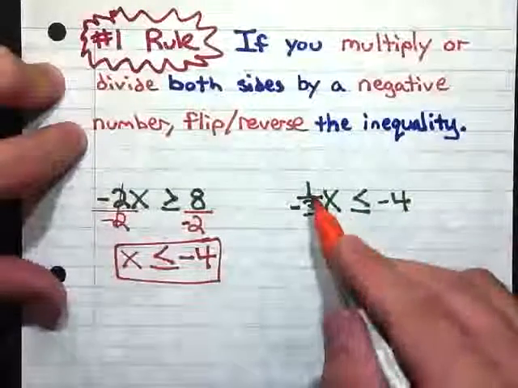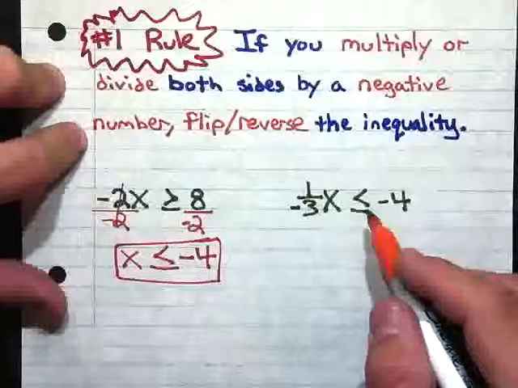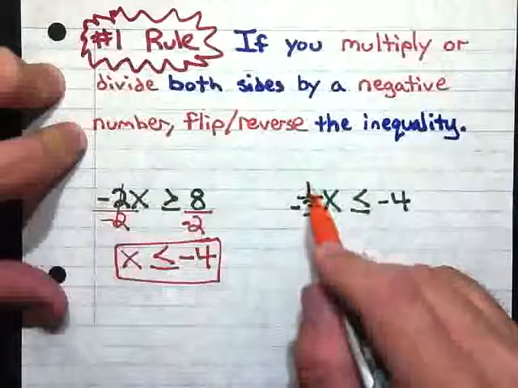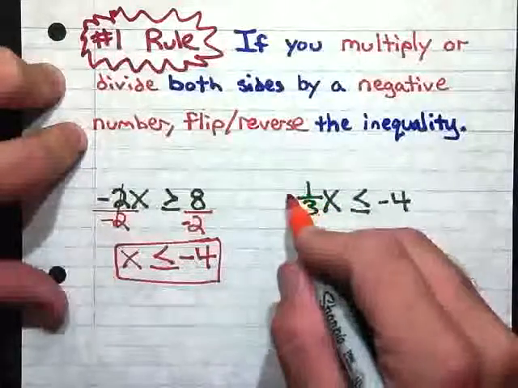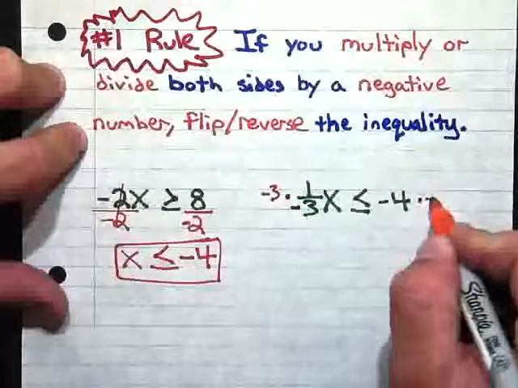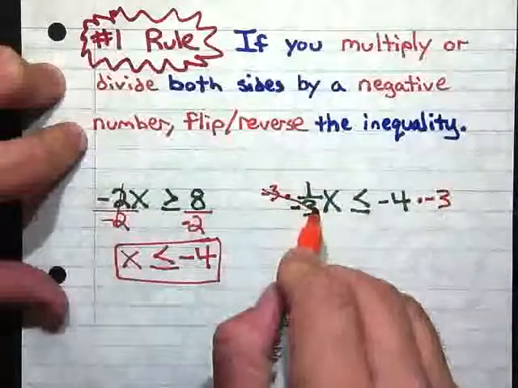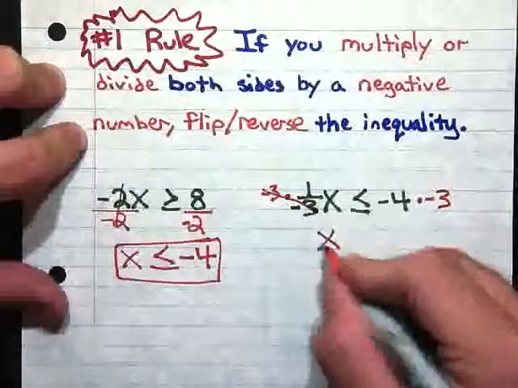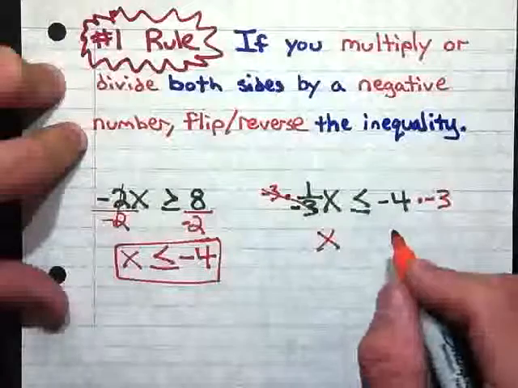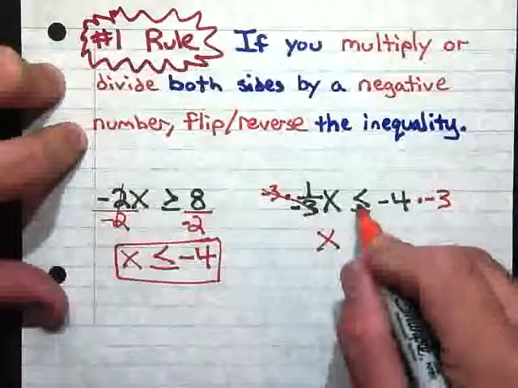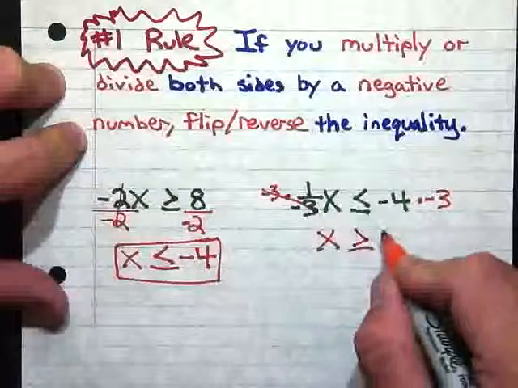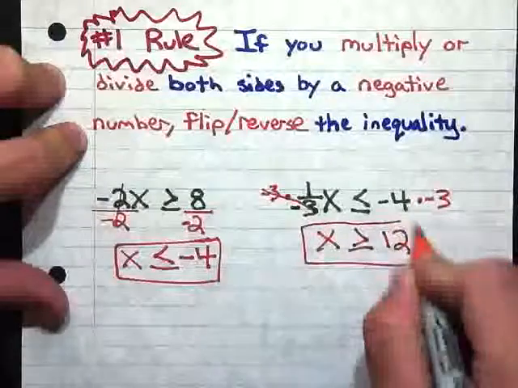Another example here would be -1/3 x is less than or equal to -4. Well, in order to get rid of this -1/3 here, we have to multiply both sides by -3. And when we do that, these -3's cancel out, leaving us with 1x. And since we just multiplied both sides of the inequality by a negative number, we flip the inequality. So instead of being less than or equal to, it's a greater than or equal to negative 4 times negative 3, which is positive 12. And we would have our solution.